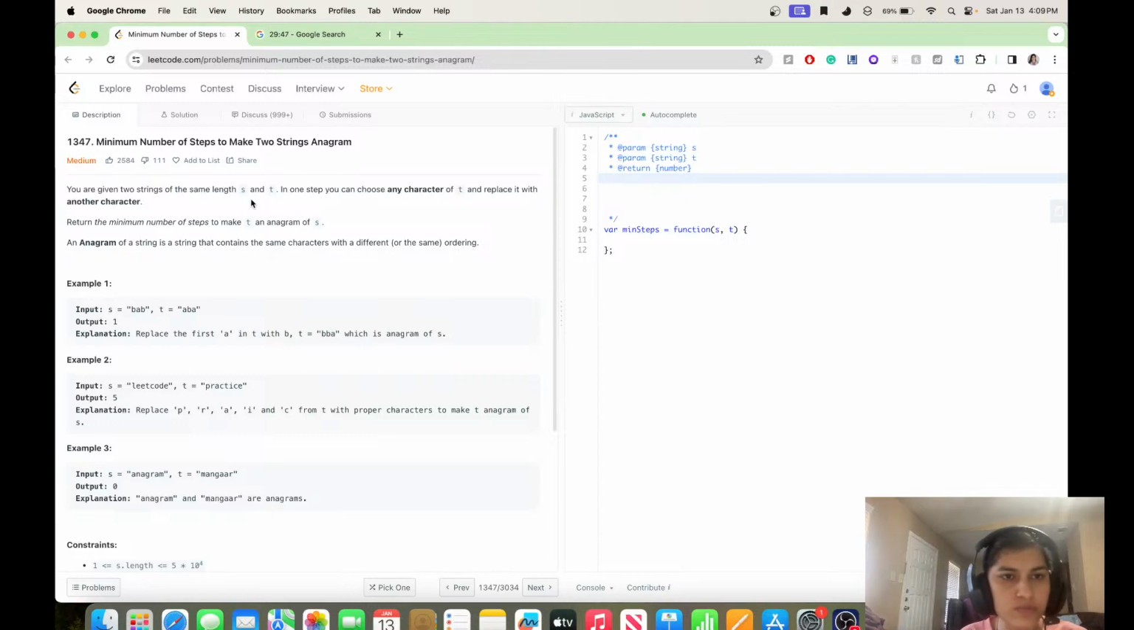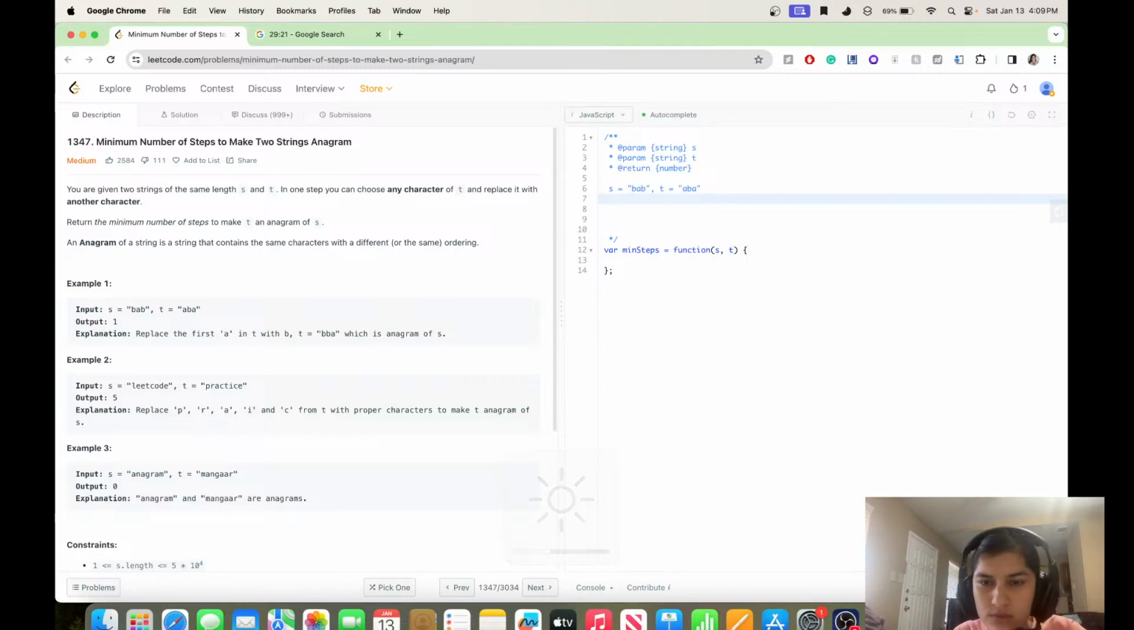Minimum number of steps to make two strings anagram. Okay, you are given two strings of the same length. So the length of the string is the same, and in one step you can choose any character of t and replace it with another character. What this means is I can choose any character, like a, b or a, and then replace it with another character.